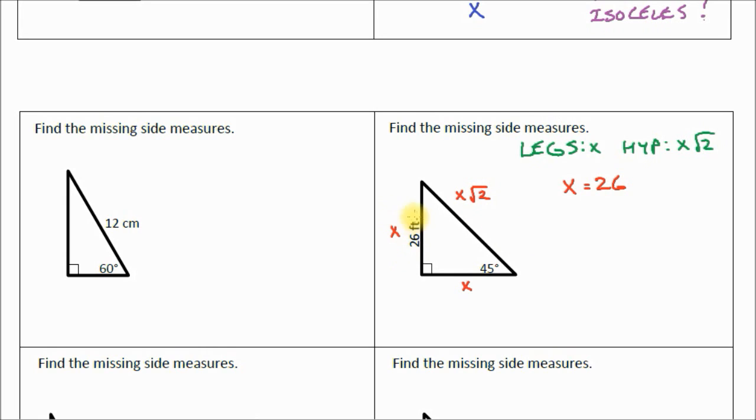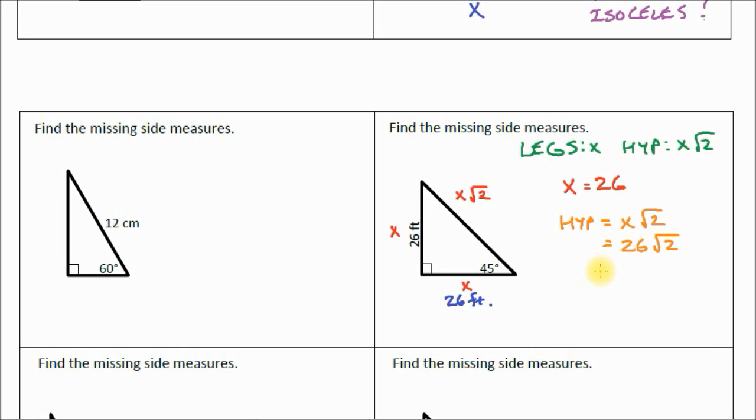So we already know that this side is 26 feet. Now we just figured out, of course, that this side is also going to be 26 feet because this is an isosceles triangle. And now let's figure out the length of the hypotenuse. We know the hypotenuse is going to be equal to x times the square root of 2. That means it's going to be 26, because x is 26, times the square root of 2.